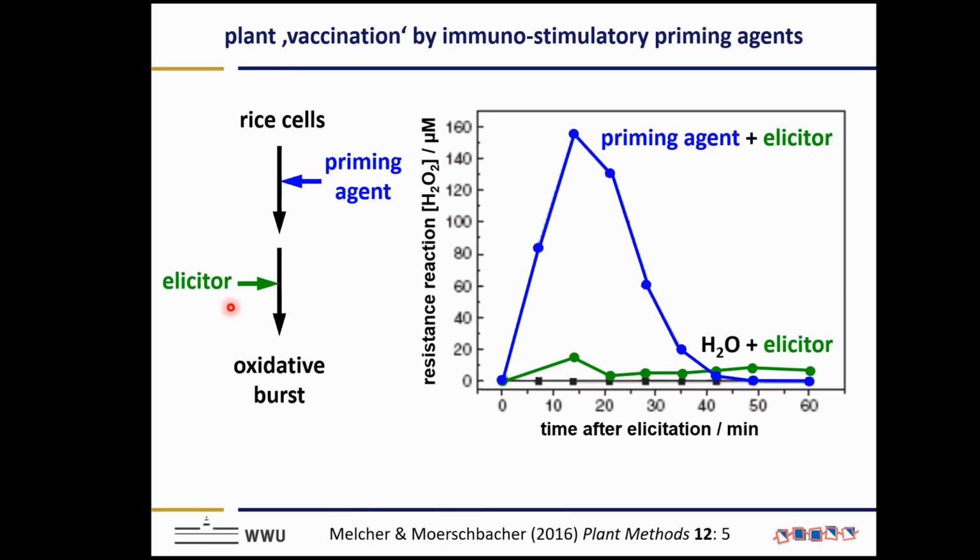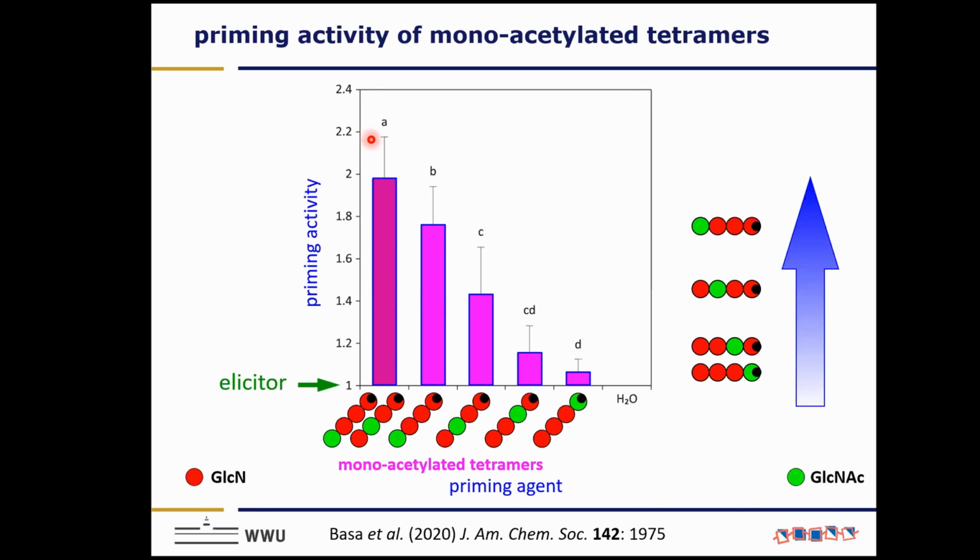But if we use the elicitor on a primed cell, then we can see that the same low concentration of elicitor can induce a very strong oxidative burst, because the priming agent has sensitized the cell so that it can see this low concentration of the elicitor more readily and can quickly and strongly react. Now, when we use our monoacetylated tetramers as priming agents, then we find that the priming activity is very strongly dependent on the position of the acetyl group. If the acetyl group is at the non-reducing end, we have a very strong priming activity.